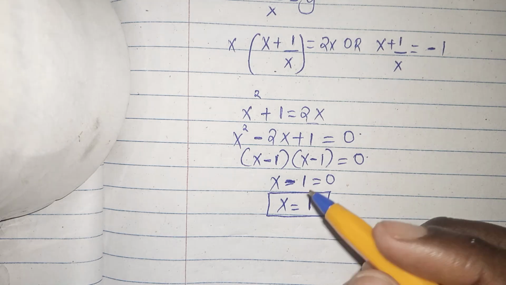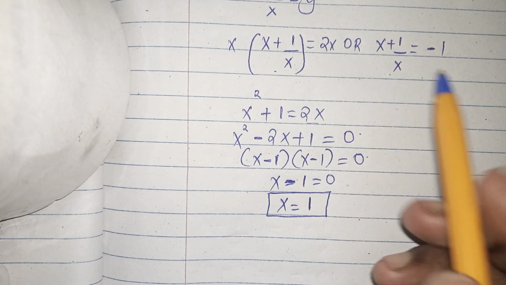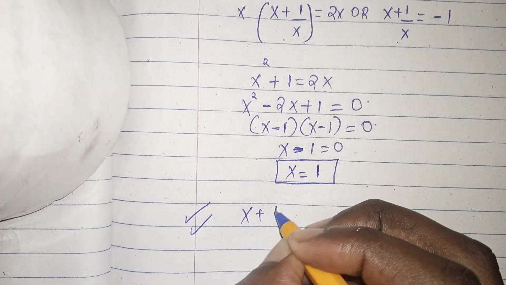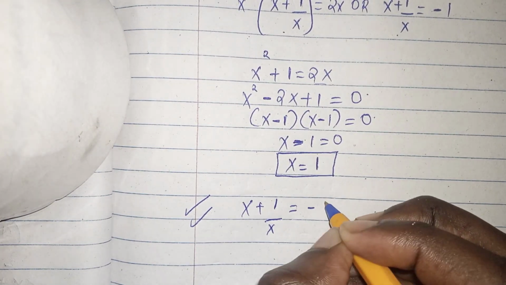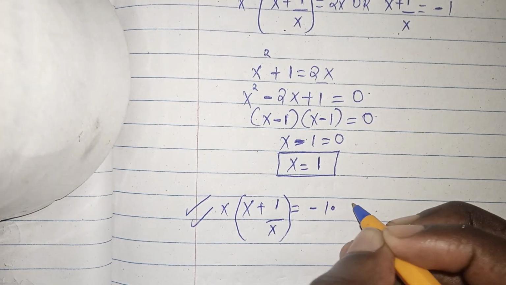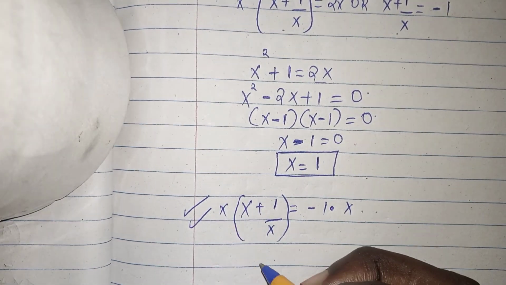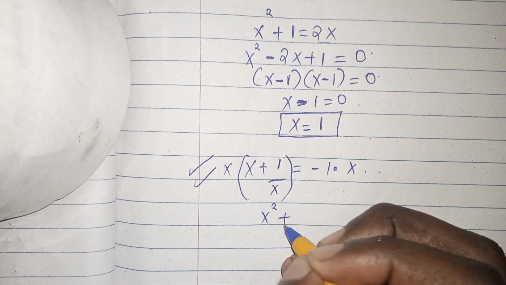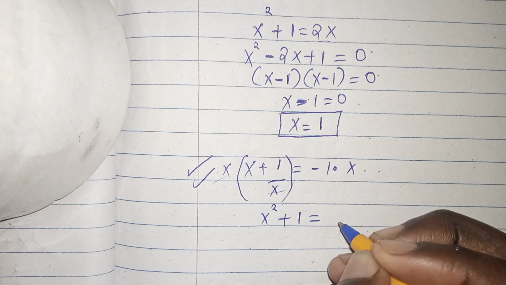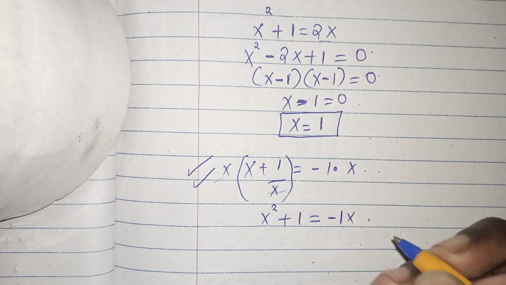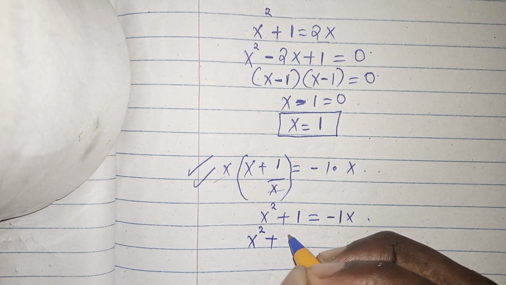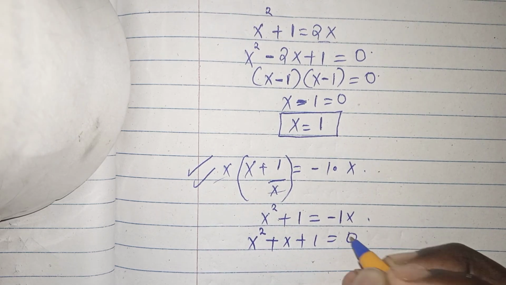So let us get the other value of x. So we have this here: x plus 1 over x is equals to negative 1. So multiply this side by x and multiply this side by x. So this gives us x squared plus, this and this will cancel, so this is 1 is equals to minus 1x. So x squared, bring this to the other side, so this is plus x plus 1 is equals to 0.